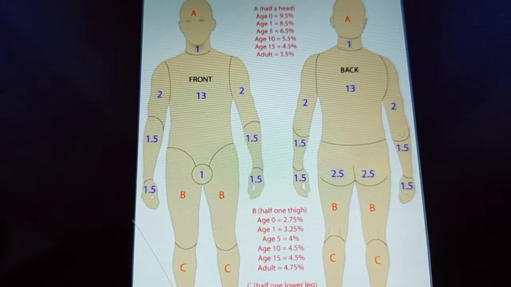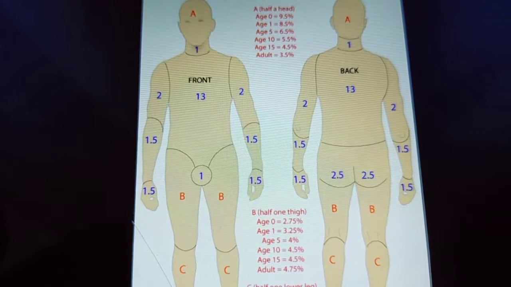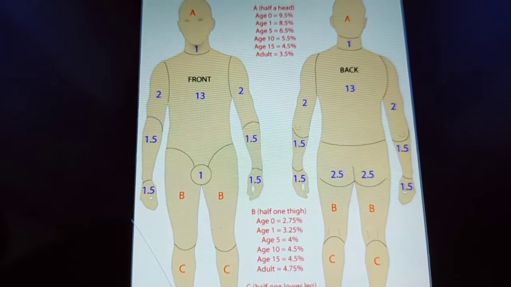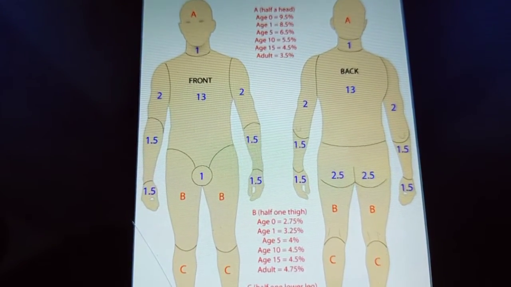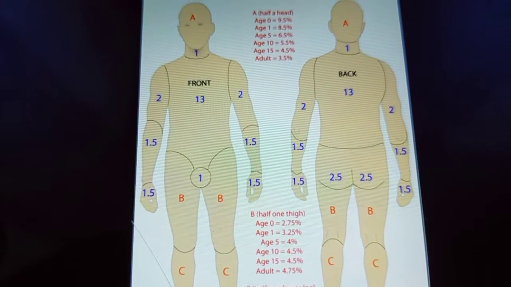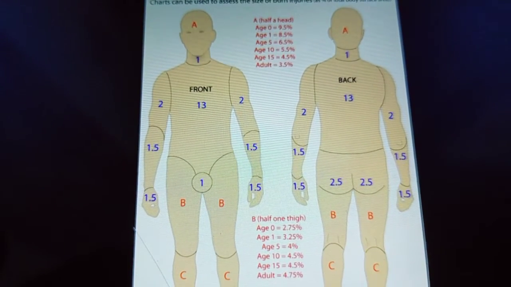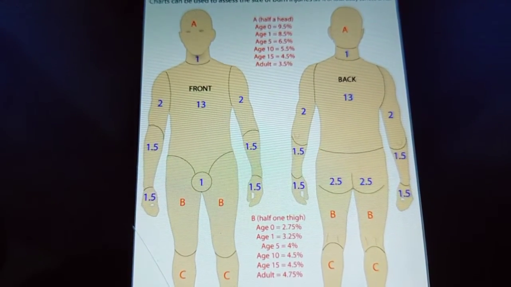It is more accurate, but it is quite difficult. Even I don't use it much practically. I mostly follow the rule of nines. The Lund and Browder chart is a little difficult practically when you apply it, and quite difficult to remember also. So this is how they calculate. We have to remember these percentages. It has to be done in this way.